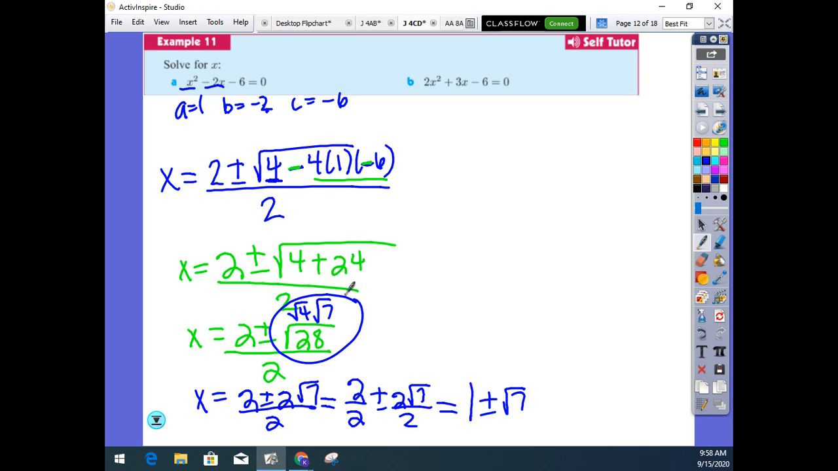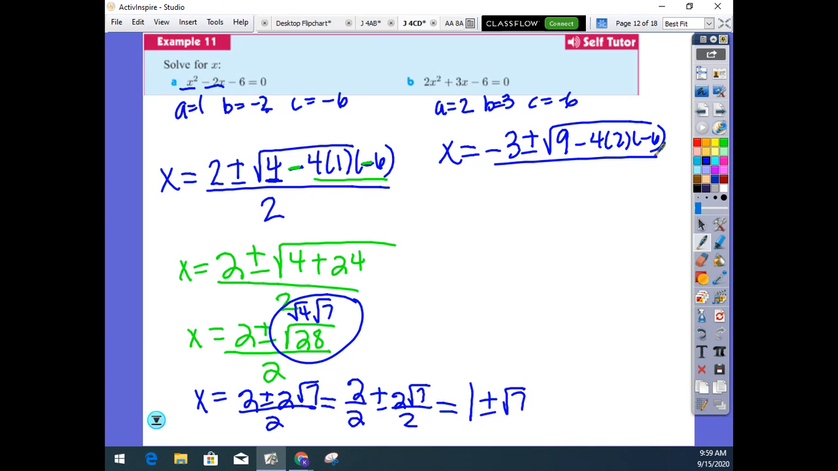All right, letter B. a is 2, b is 3, c is -6. x equals opposite of b plus or minus square root of b squared minus 4ac all over 2a. So I just multiplied 2 times a in my head. All right, once again, this is going to make this a plus. Always multiply these 3 numbers first.